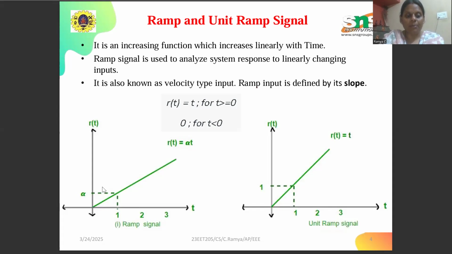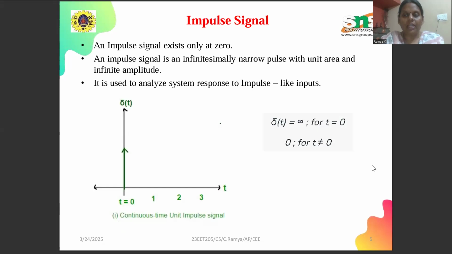The first graph represents the ramp signal. Once the t value increases, corresponding changes will happen in the response also. And this is for the unit ramp. Here also r of t is t, where this A value becomes 1 in the unit ramp signal. Next, we are going to deal with the impulse signal.